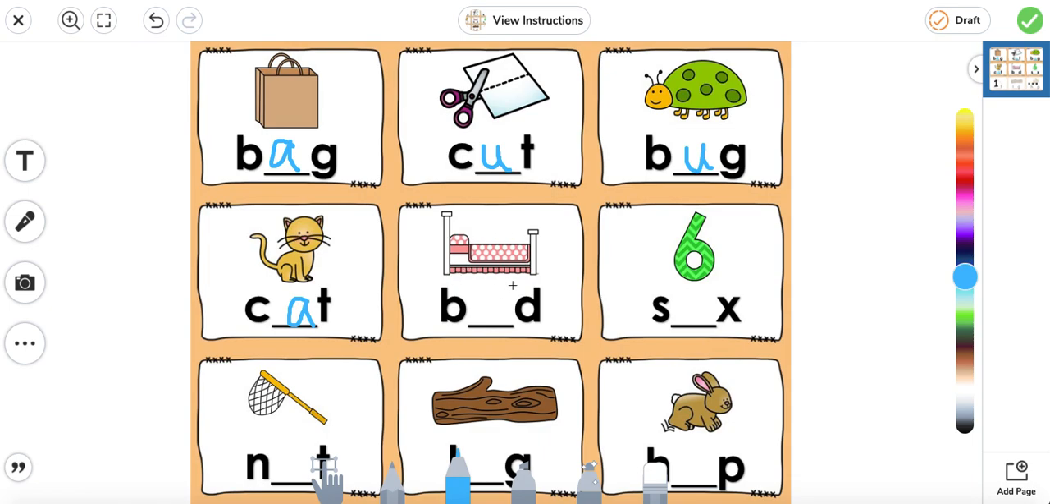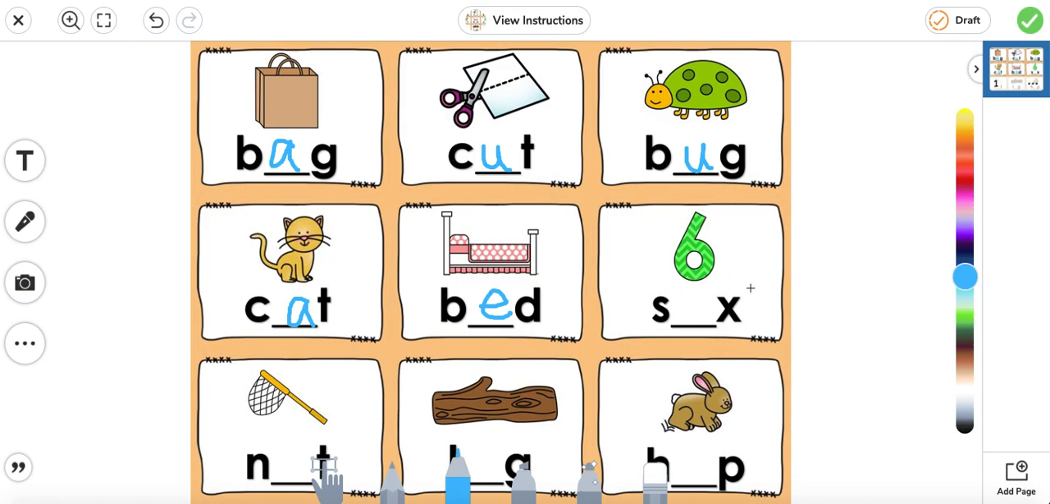What is that? A bed. Sound it out, please. B, e, d. What makes the e sound? The letter E. Let's look at our next word.